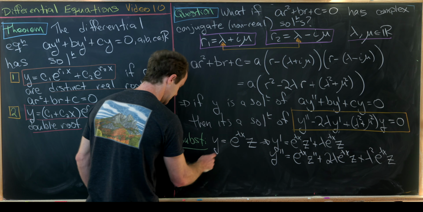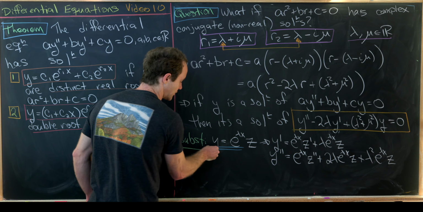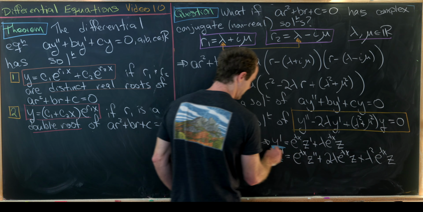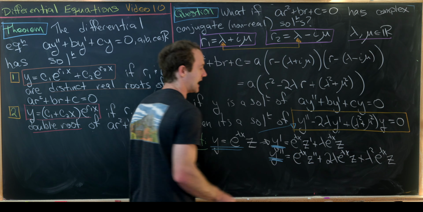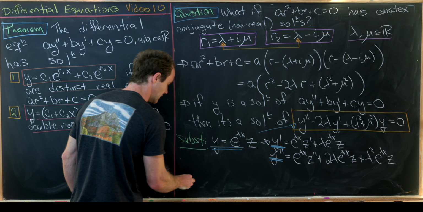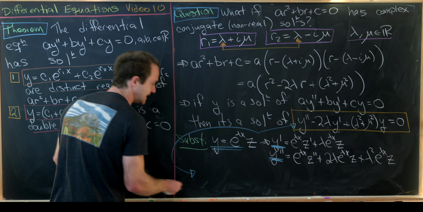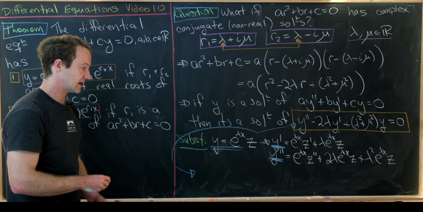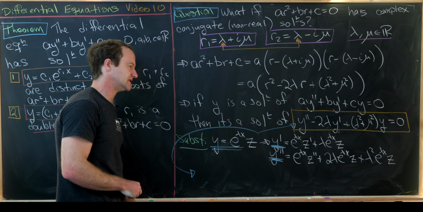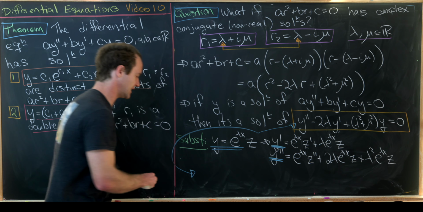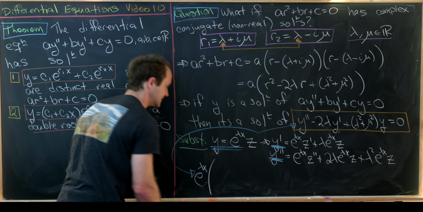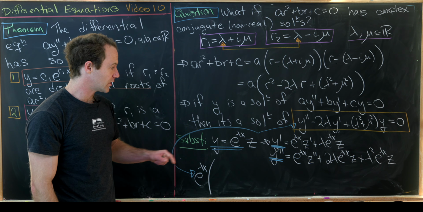Okay, so now let's plug this version of y, this version of y prime, and this version of y double prime into our differential equation right here, which is equivalent to our starting differential equation, and see what we get and see if anything cancels. So let's first note that e to the lambda x can be factored out of every term that occurs here. So let's go ahead and factor that out. And then what do we have left over?